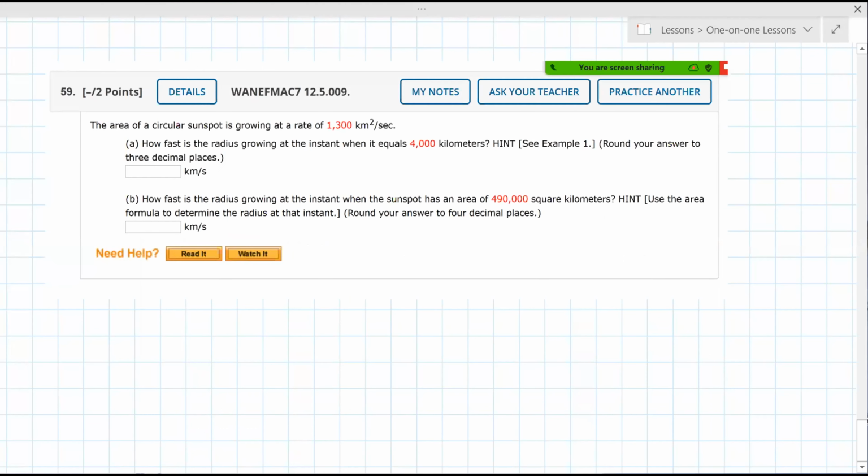Okay. The area of a circular sunspot is growing at a rate of, so A prime is 1300. And I know that because of the units. The area is pi r squared. I know that because it's a circle. And it wants to know how fast the radius is growing. That's r prime. When the radius is 4,000.